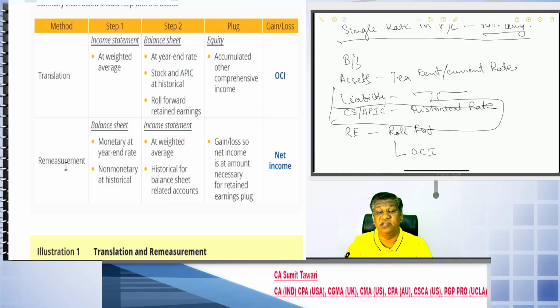In remeasurement, for the balance sheet, we use two rates: monetary items at the year-end rate and non-monetary items at the historical rate. Non-monetary items are mostly fixed assets as well as inventory. In the income statement, we recognize most items at the weighted average. Only cost of goods sold, depreciation and amortization we recognize at the historical rate. And gain or loss to net income is the amount necessary as the retained earnings plug. So whatever the difference in retained earnings, we consider as a gain or loss on net income.